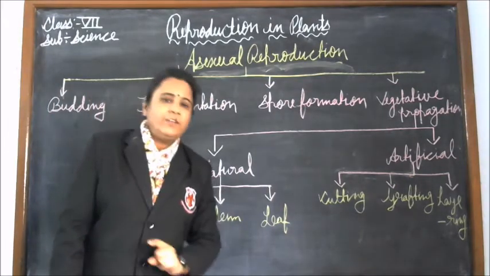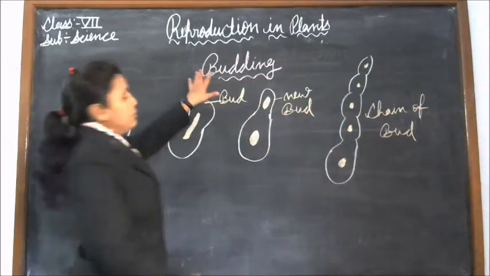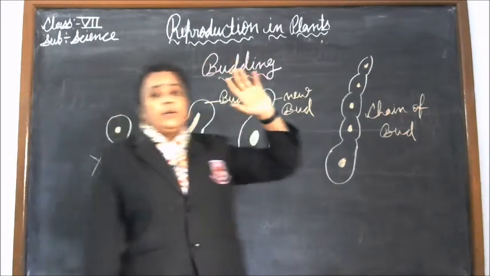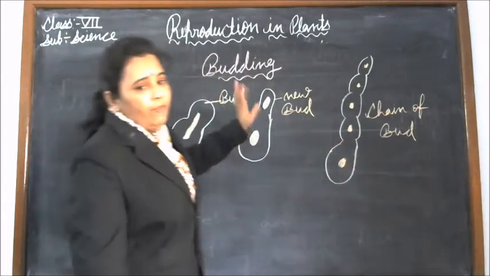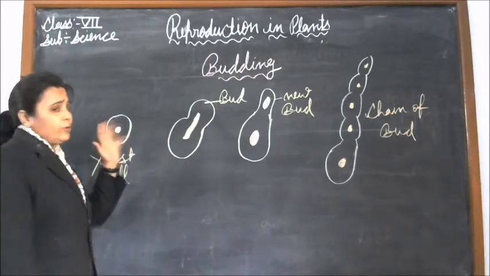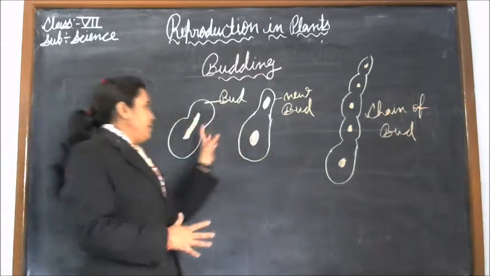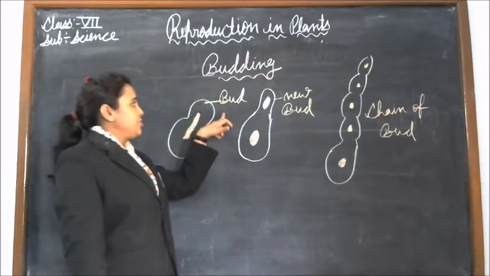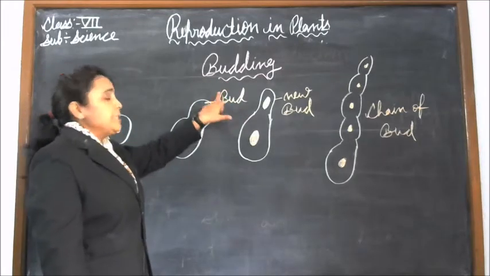First, we will study budding. Student, budding is found in yeast. Yeast is a fungus. In this process, a bulb-like structure comes out from the yeast cell, the parent cell. This bulb-like structure is known as a bud.